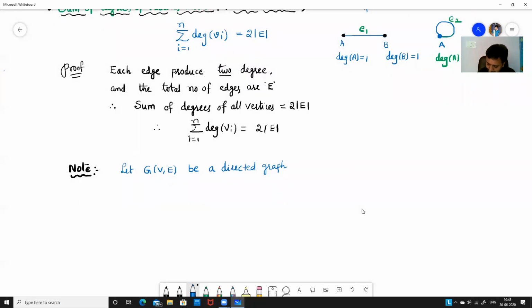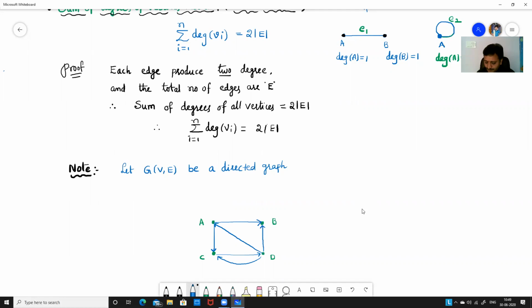Just look at this example. Suppose I have four vertices A, B, C, D, and from A to B we have an edge direction, and A to C we have an edge direction, and D to A we have one edge direction. Just assume that this is a given graph.